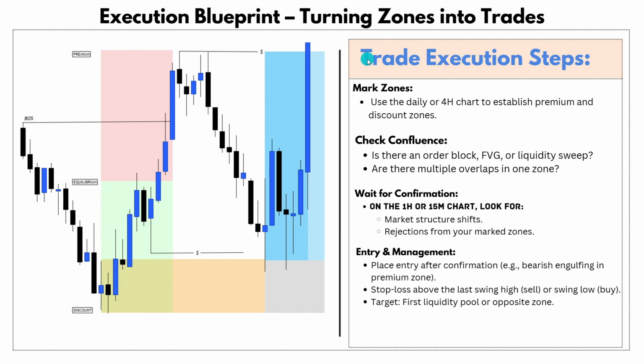Now let's go over the exact blueprint for turning these zones into trades. This right here is the exact trade execution steps. First, we'll mark out our zones. We'll use the daily or the 4-hour chart to establish premium and discount zones. As you can see, this is our 4-hour leg right here.